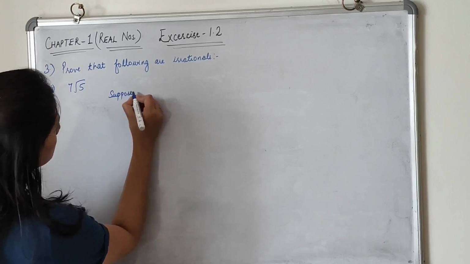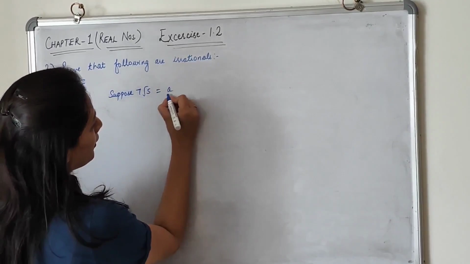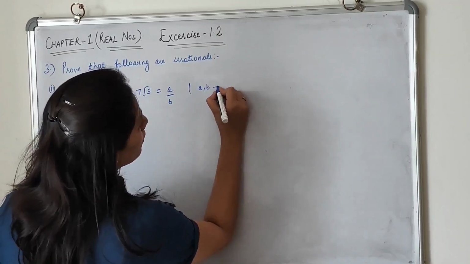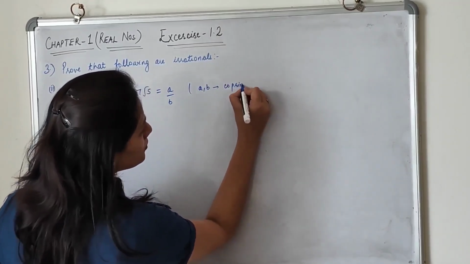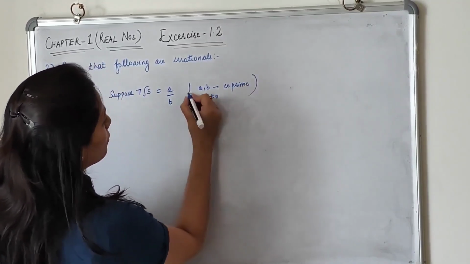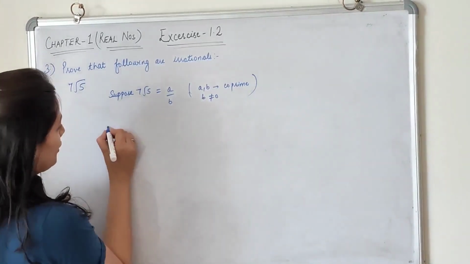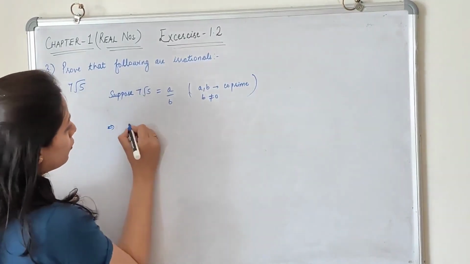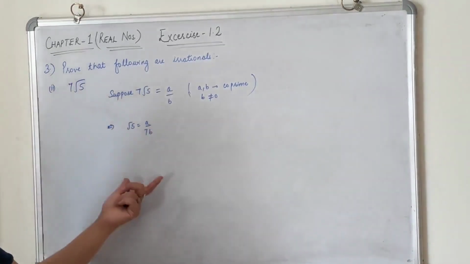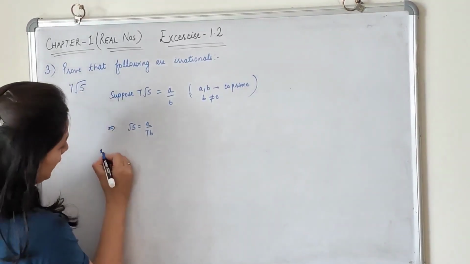Suppose 7 root 5 is a rational number. A and B are co-prime numbers and B is not equal to 0. Rearrange this value, what do we get? Root 5 is equal to A by 7B. From this equation, what do we observe?